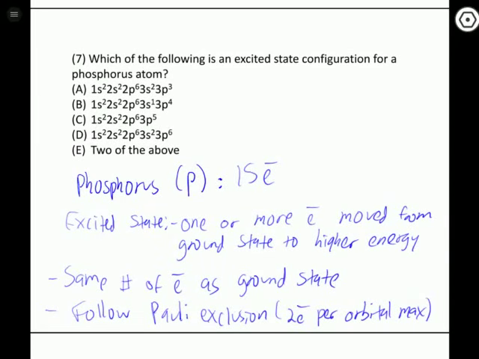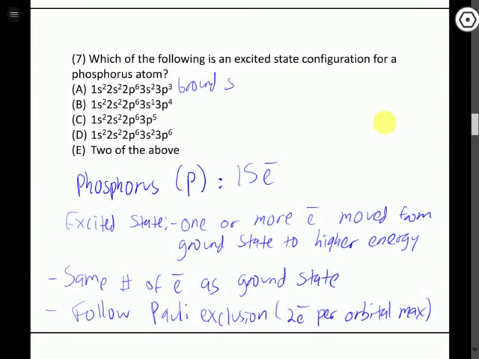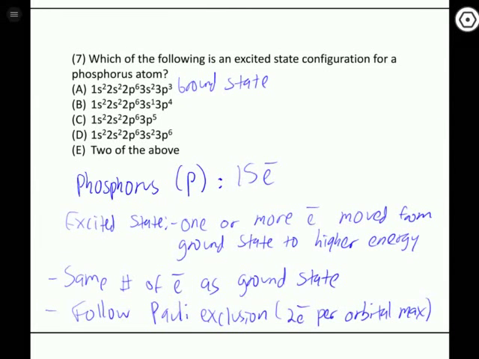Okay, so if we look at these configurations here, choice A, 1s2, 2s2, 2p6, 3s2, 3p3. Okay, that's 15 electrons. That's the correct number of electrons. But this actually, as it turns out, is the ground state of phosphorus. This is the configuration we get by following all those rules and working through the periodic table. So this first configuration, A, is the ground state. An excited state configuration should be something different than that, where one of these electrons, or possibly more than one, is bumped up from one of these positions into a higher, currently unfilled position.